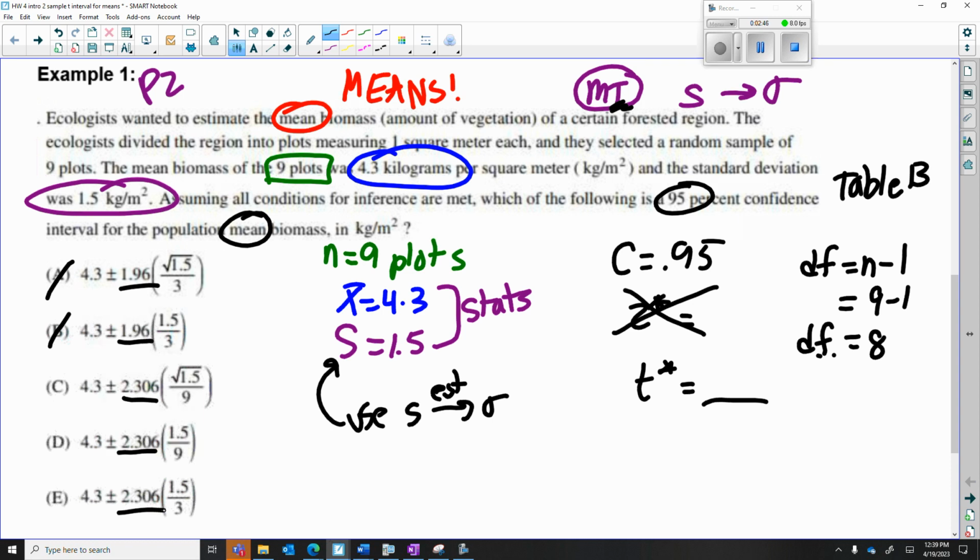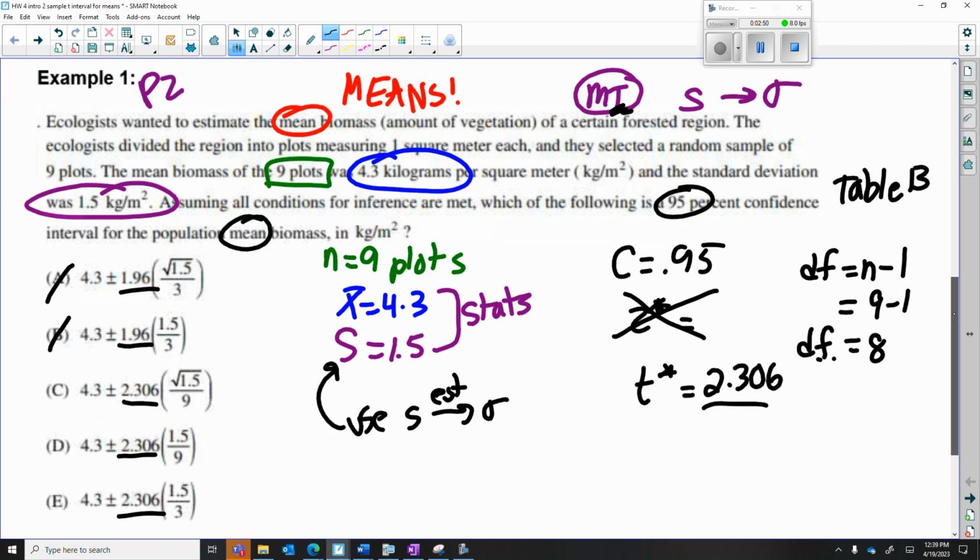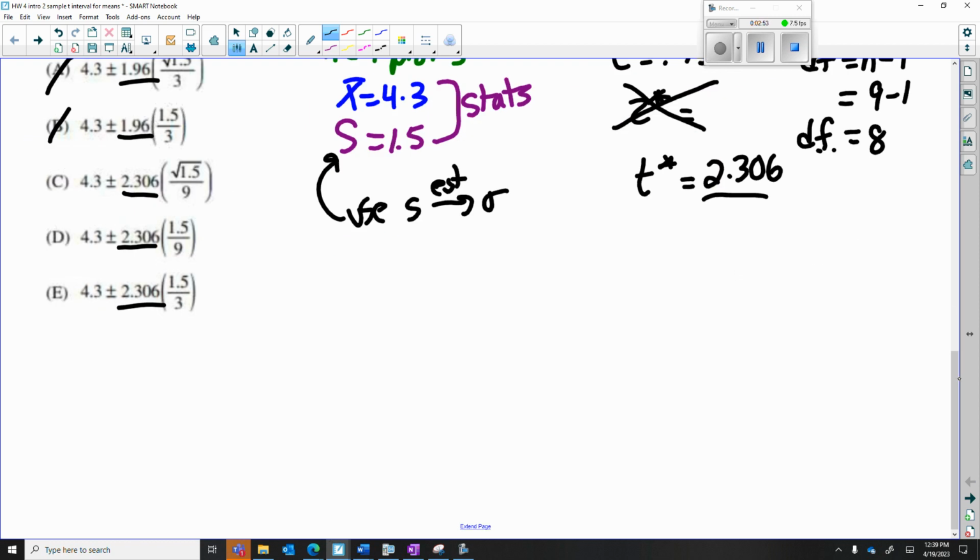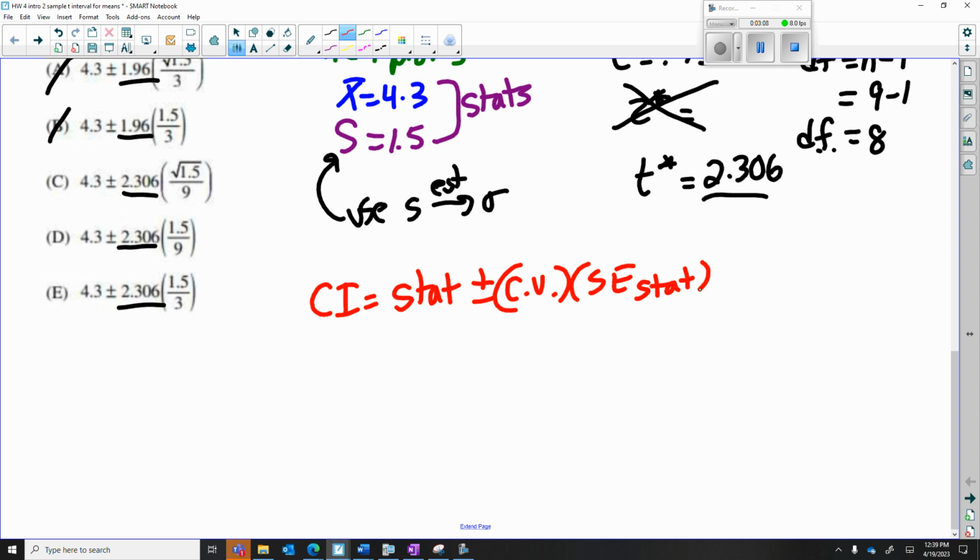Now what we have to do is set up our formula for our interval. So today we're going to be talking about confidence intervals again, and let's remind ourselves what the formula for a confidence interval is. From the reference sheet, the formula is statistic plus or minus critical value times standard error of the statistic. When we're talking about means, the statistic was x bar, the critical value was T star, and this is going to be the standard error of x bar.